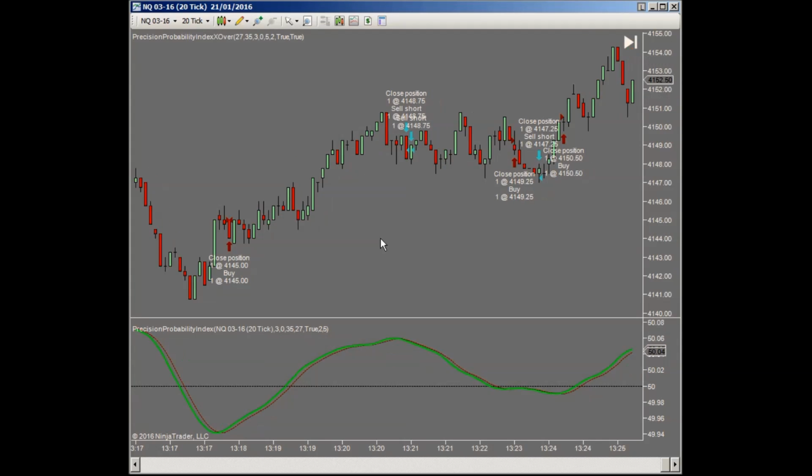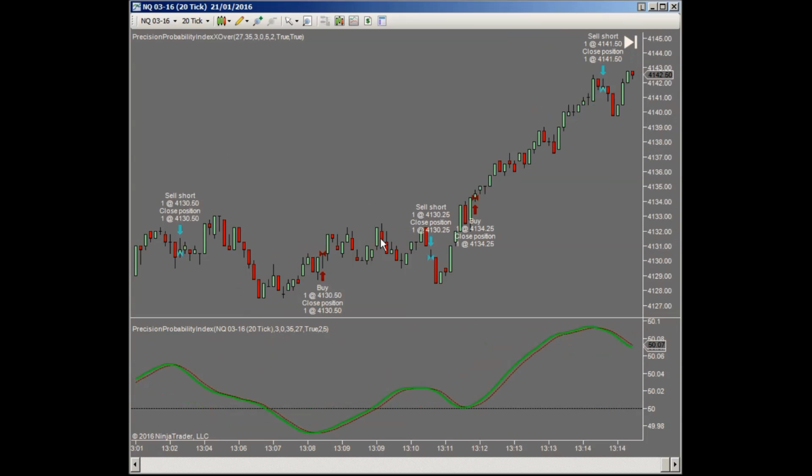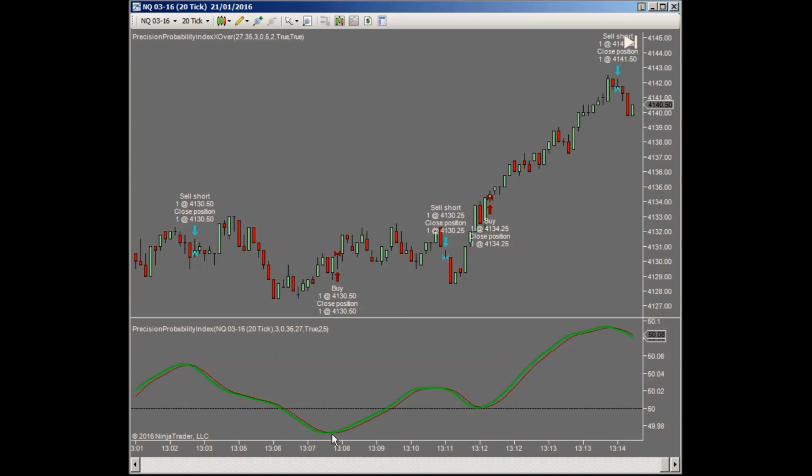I'm just going to scroll through this. You can see, for example here, the green line has crossed above the red line, which initiated this long trade, and then here it crosses below and it's gone short. The arrows are the wrong color, apologies for that.